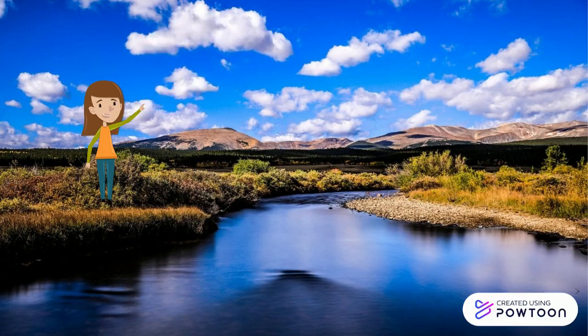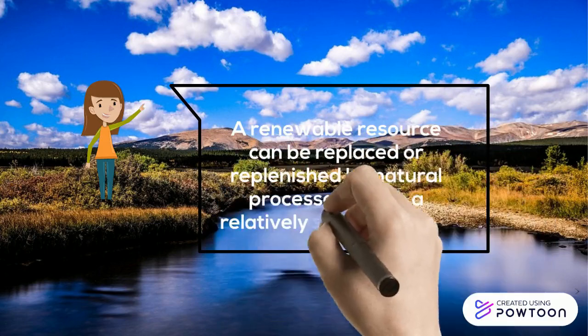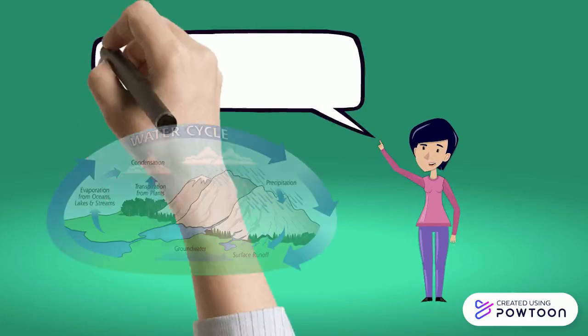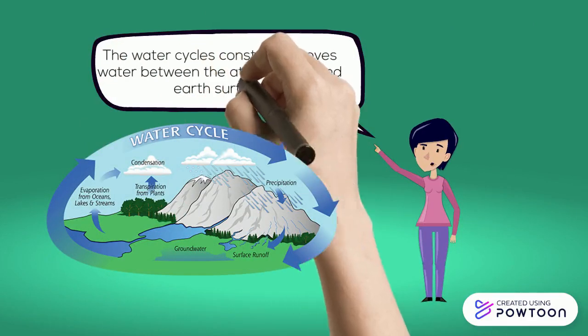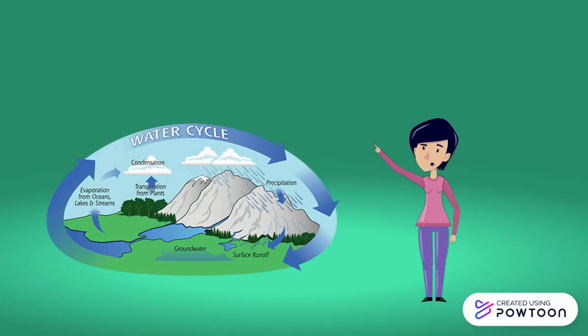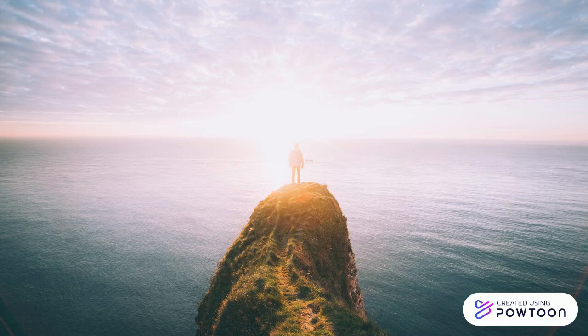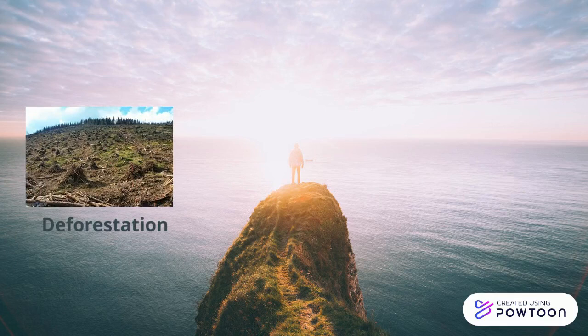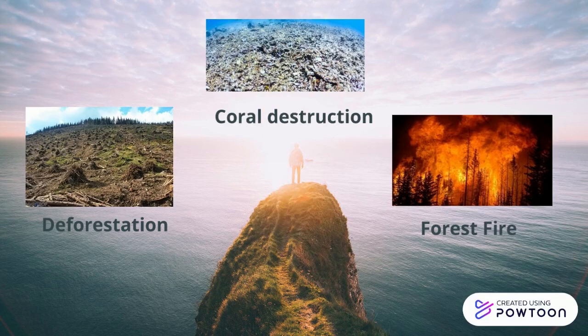Water is an example of a renewable resource. A renewable resource can be replaced or replenished by natural processes within a relatively short period of time. The water cycle constantly moves water between the atmosphere and Earth's surface, so freshwater reservoirs are continuously recharged. Other examples of this kind of resource are air, plants, animals, and many more. Although you can say that this type of resource can last forever, you cannot just take as much without discipline, because when the rate of extraction is greater than nature can renew, it would lead to depletion of that resource.